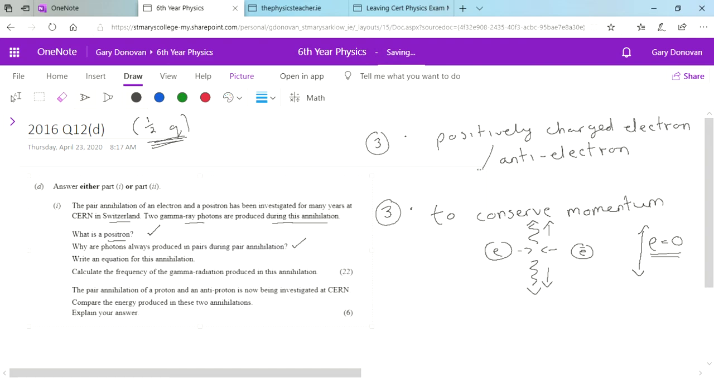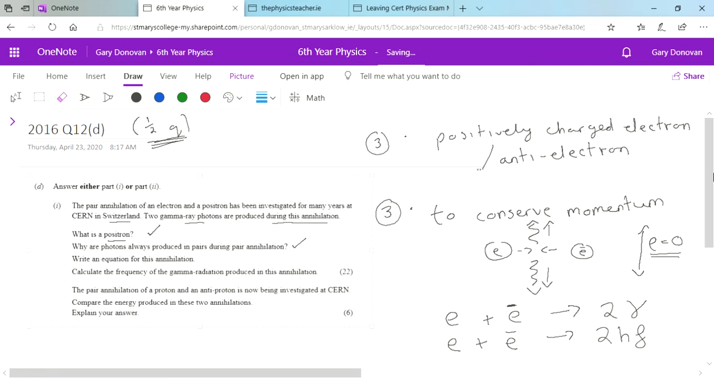Write an equation for this annihilation. So at the moment, all I'd hope you'd write is electron plus, remember the symbol for an anti-electron or an antiparticle is just the same with a bar over it, gives us 2 photons. Or you could write e plus e bar gives us 2hf. So either one of those.